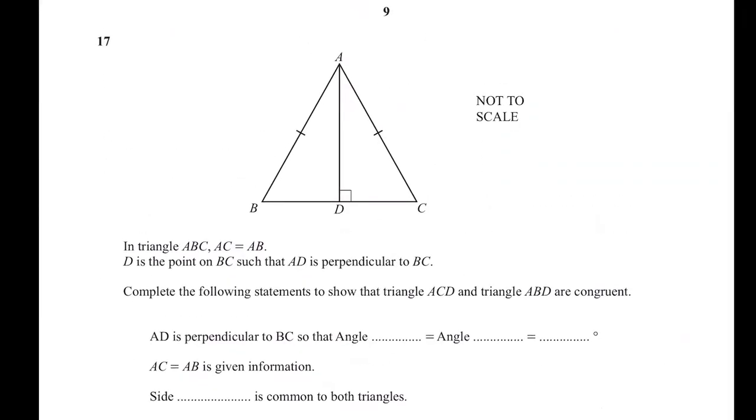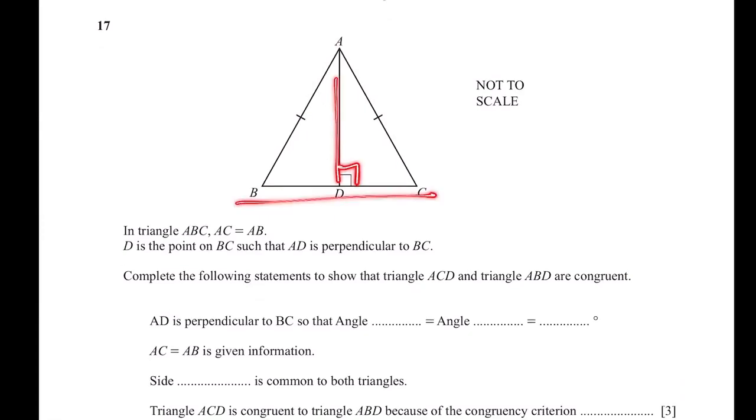In triangle ABC, AC is equal to AB. So this one makes an isosceles triangle. Practice your names for your triangle so that you will remember. D is the point on BC such that AD is perpendicular to BC. Okay, this is perpendicular, it means 90 degrees. Complete the following statement to show that triangle ACD and triangle ABD are congruent. Okay, congruent means they're exactly the same. Every single line, every single angle are the same, exactly the same. Not one is bigger than another. That is similar. This is exactly the same.